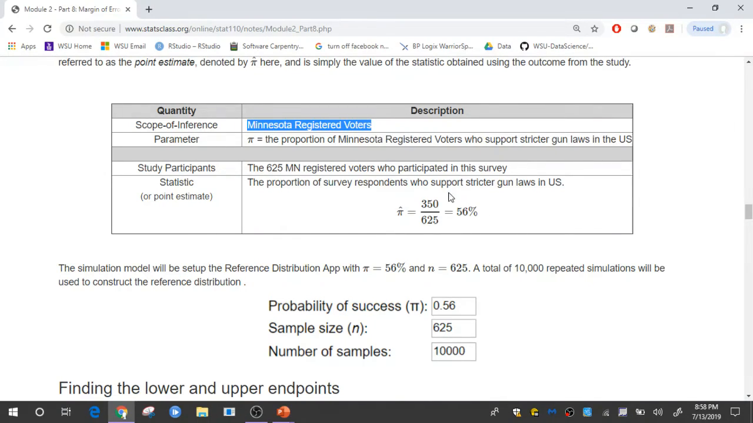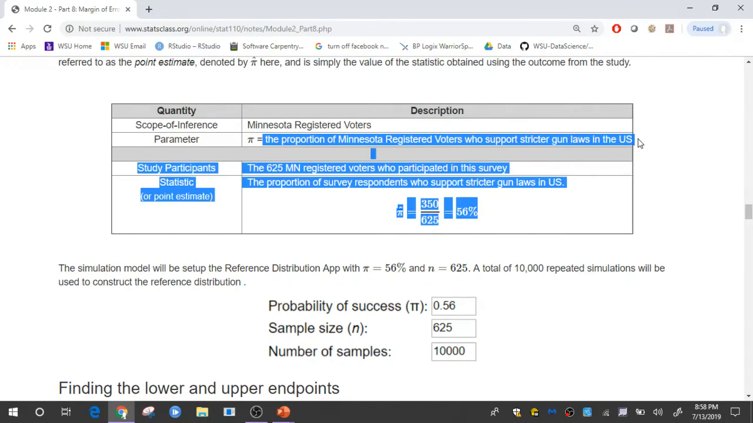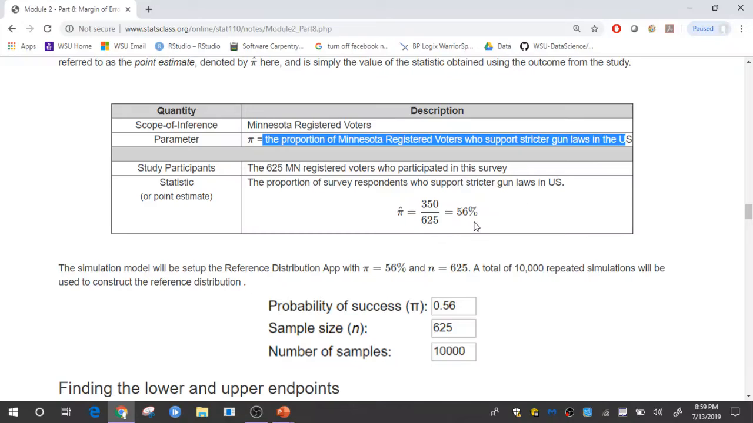What I'm really interested in is not just the 56%, but what would the proportion be for all Minnesota voters? So again, my parameter here is the proportion of Minnesota registered voters who support. I don't know that quantity. I know what that quantity is for the people that took the survey. It's 56%. But I don't know that quantity for all Minnesota registered voters. So we're going to use the information from my sample to try to infer about what that parameter value is, or at least provide a likely range of values for that parameter.